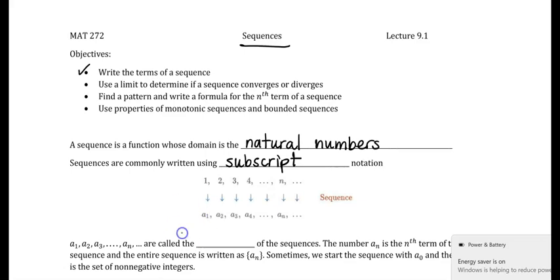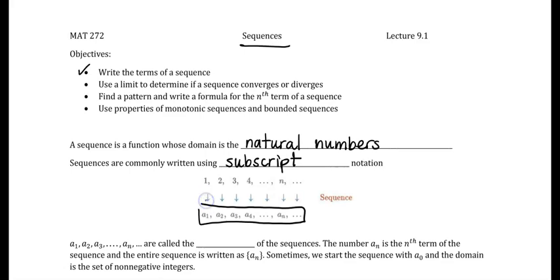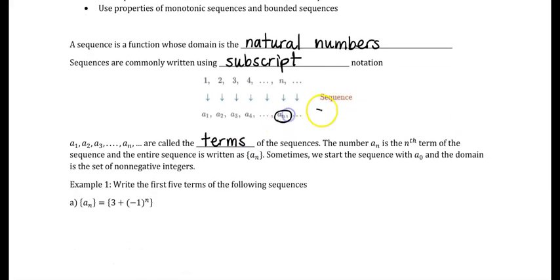So all of these little a's, a1, a2, a3, a4, these are in the range of that sequence function. This is what's coming out. Those are called the terms of the sequence. So this here, for instance, would be the nth term.